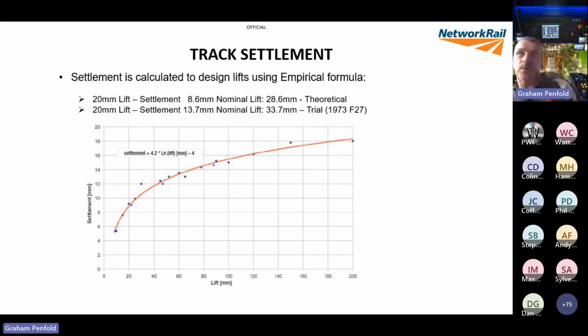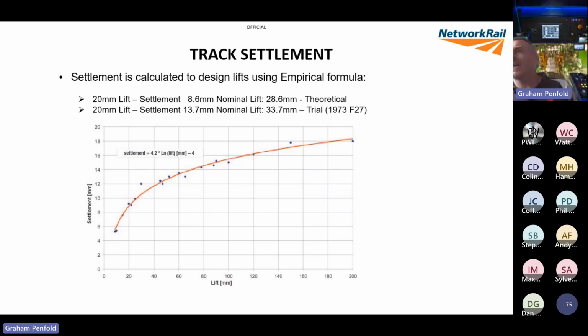Now, it's a pretty simple formula. It's 4.2 times the logarithm of the lift, and then you subtract 4 from that. So this is saying, theoretically, if you had a 20 mil lift, the track is going to settle 8.6 mil, so you need a 28.6 mil lift.